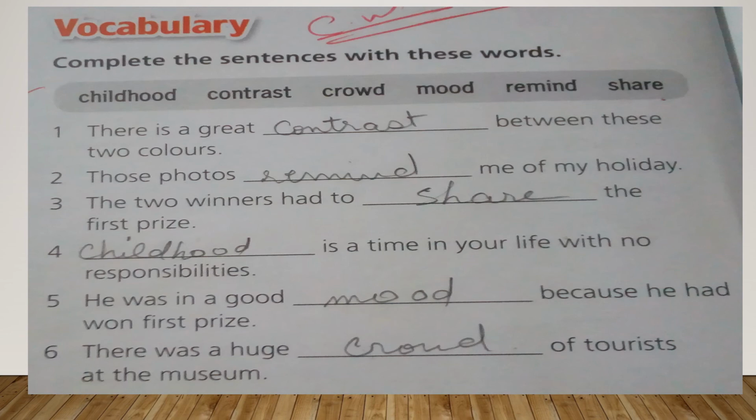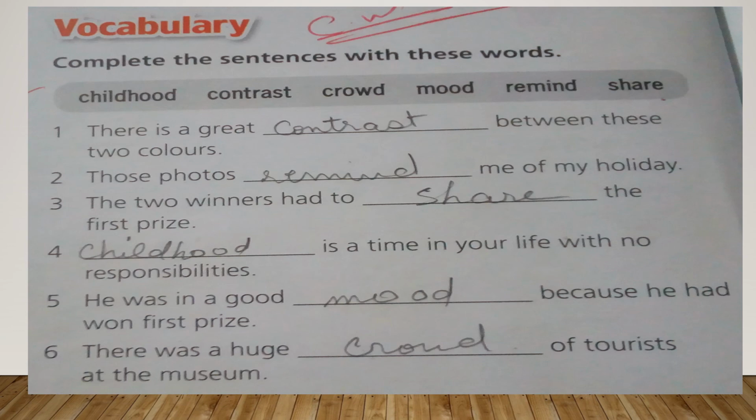3. The two winners had the first prize. They had to share the first prize. 4. Space is a time in your life with no responsibilities. Childhood, yes. As a child, you don't have responsibilities. Yes, childhood is a time in your life with no responsibilities. 5. He was in a good because he had won first prize. He was in a good mood. It means he had a good feeling because of winning the prize.